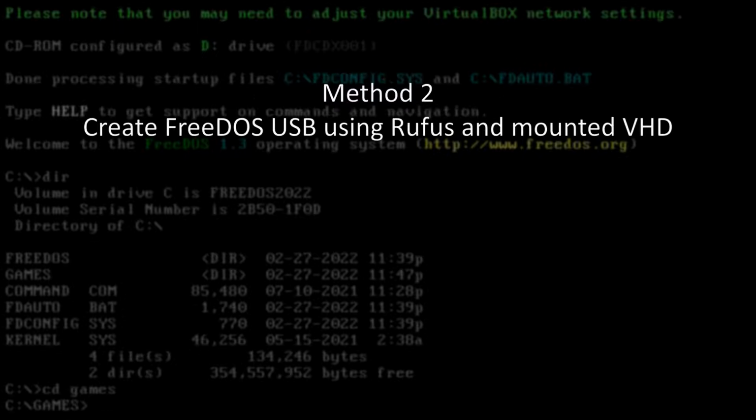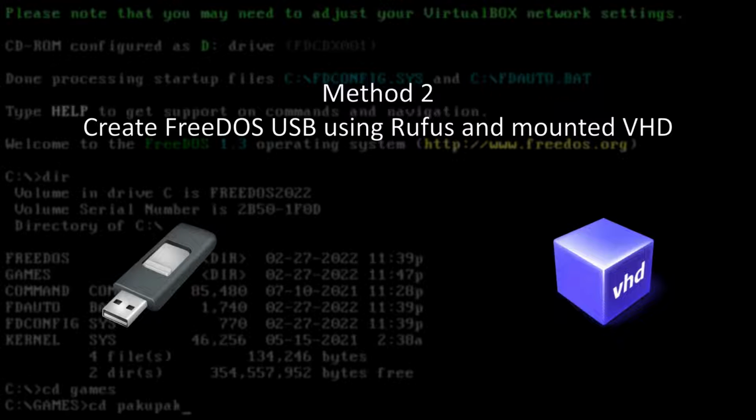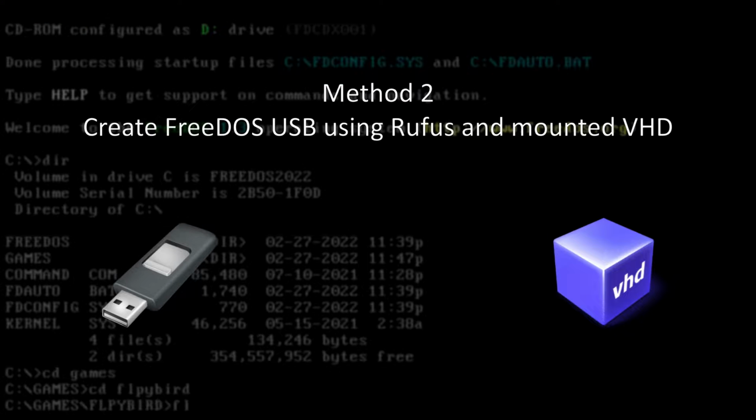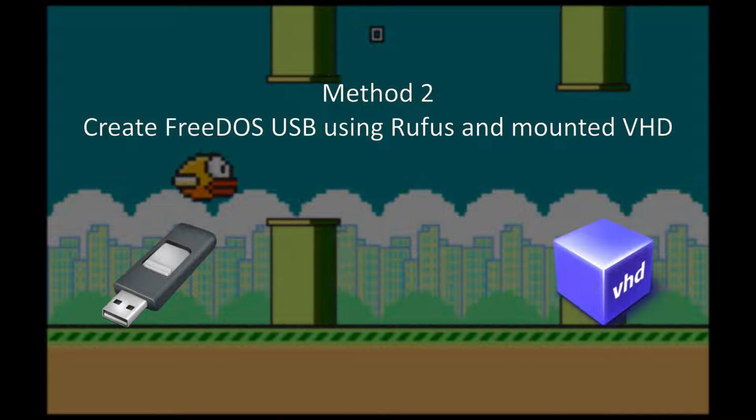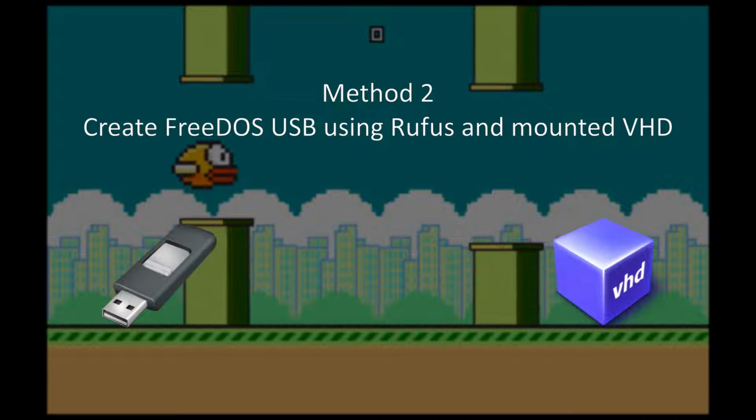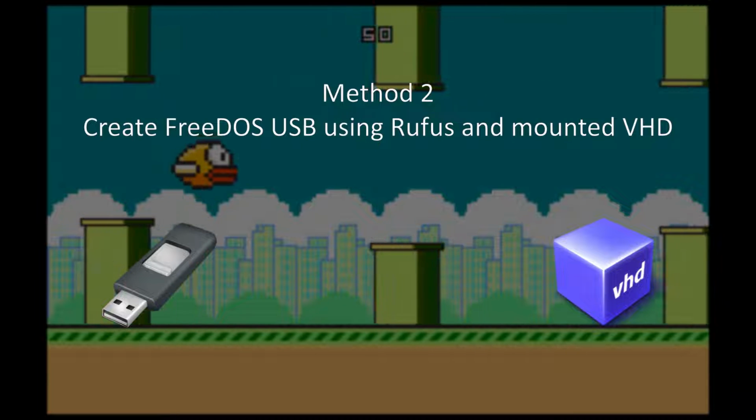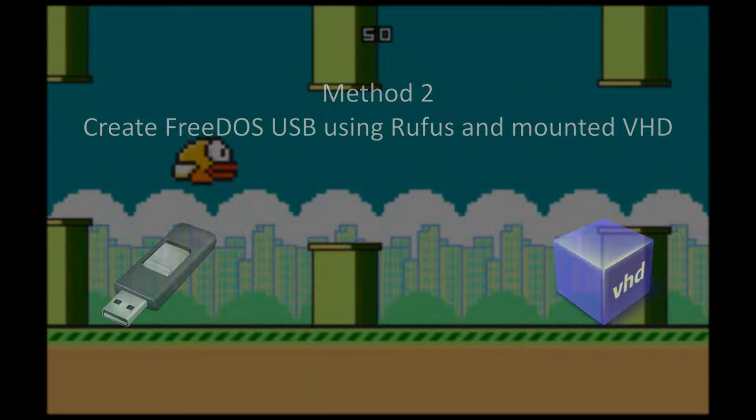Method 2. Create a FreeDOS USB using Rufus and a mounted VHD. We'll ask Rufus to build a tiny FreeDOS environment on the USB, then copy the FreeDOS edition files to the USB manually. Just like method 1, we'll need Rufus, VirtualBox, and FreeDOS installation files.